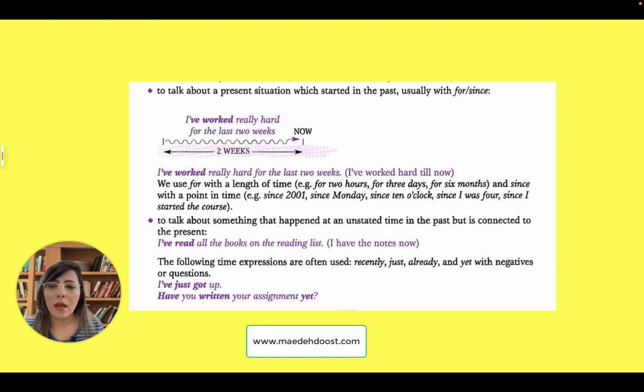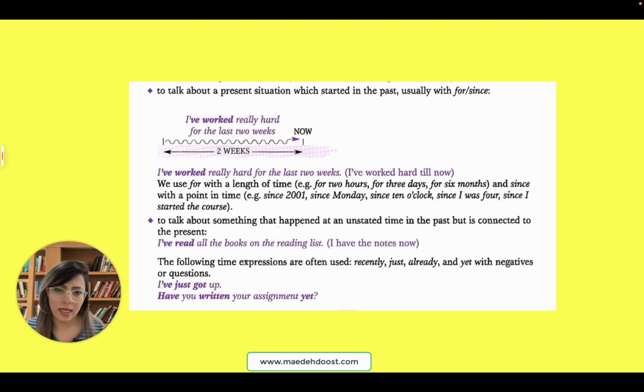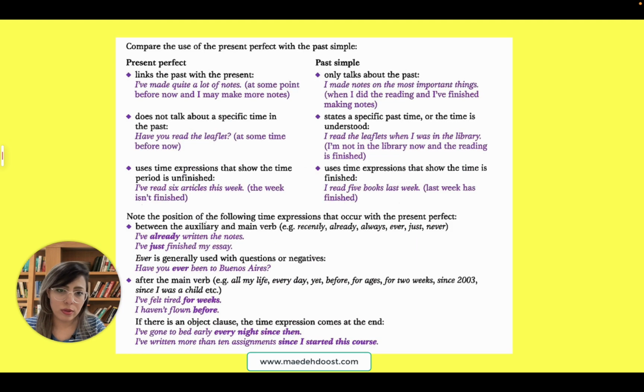Or when I want to ask you a question, say, have you written your assignments yet? Means still you have many things to do with your assignment, or you have done it. Yes, that's it. The difference between already, just, and yet are so important. The difference between just and already is so important.